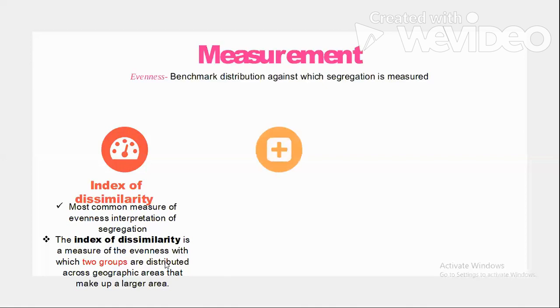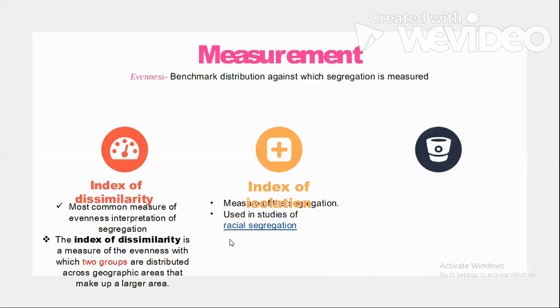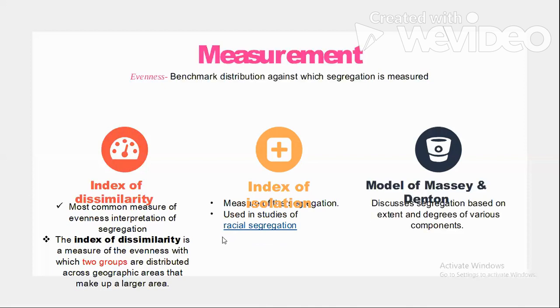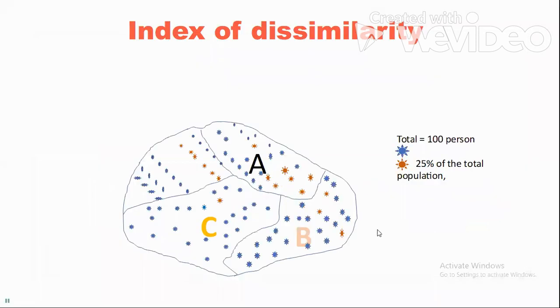Next, the second measurement is the index of isolation. This is another measurement of segregation, and this is generally used to understand racial segregation. There is a third one, though basically we use these two, the dissimilarity index and the isolation index. Based upon various things, the third one is the model developed by Massey and Denton, which discusses various degrees based upon various components. Now here, I will give you the example of the index of dissimilarity. Let us imagine that these are A, B, C, D.